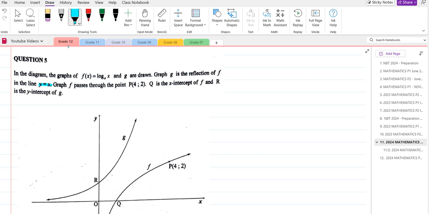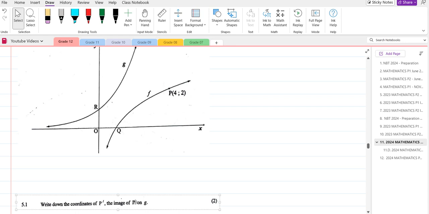So if this was P (4, 2), reflecting across the line, you're going to get (2, 4), somewhere around here. Graph f passes through the point (4, 2), and Q is the intercept of f and R is the intercept in the graph of g. Right, so those are the intercepts.